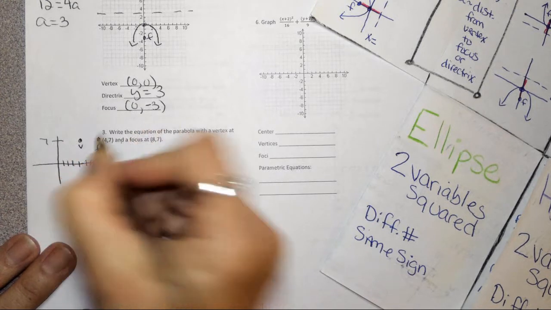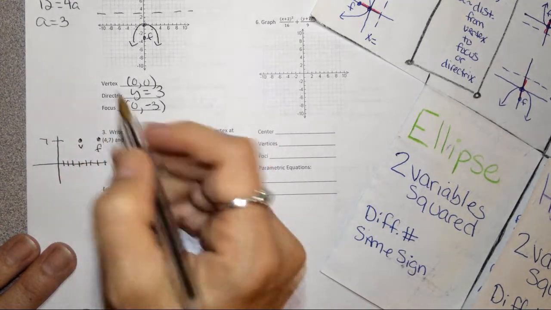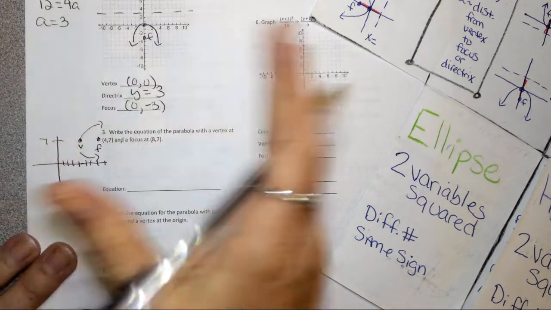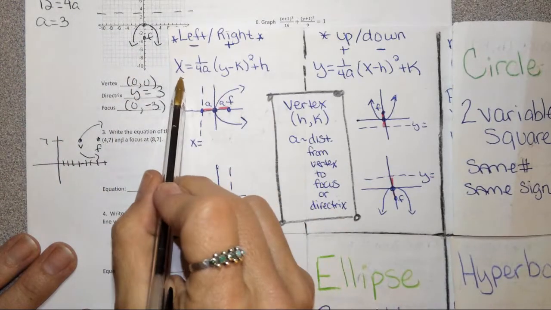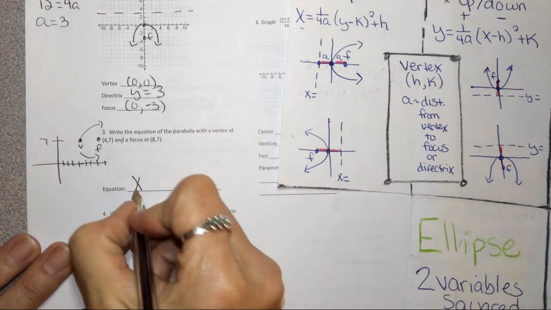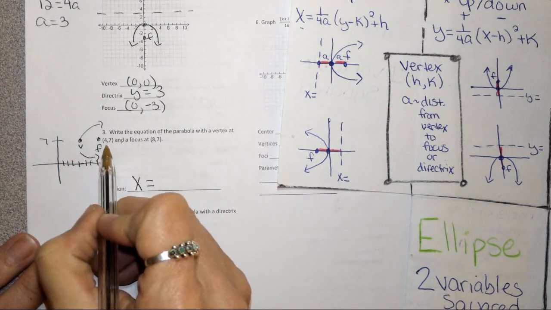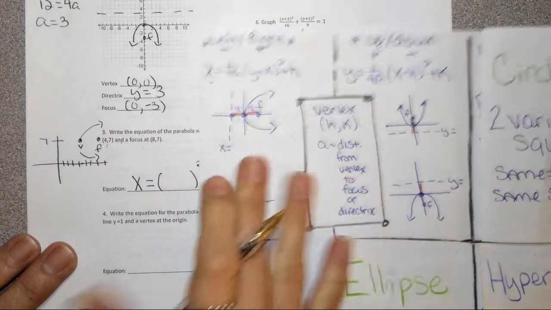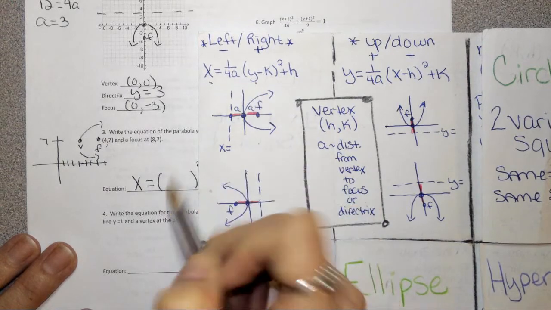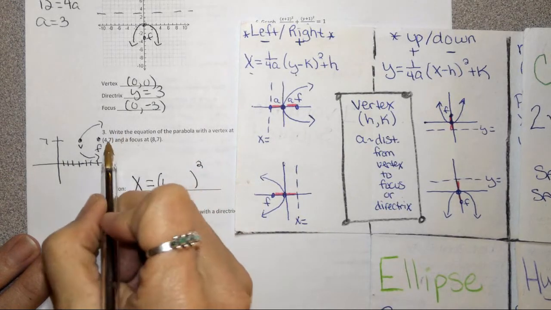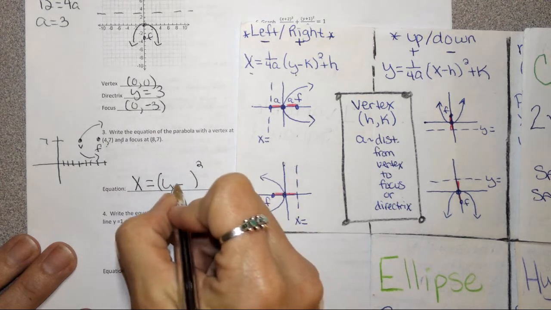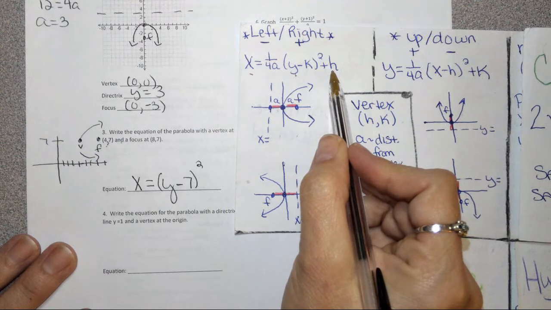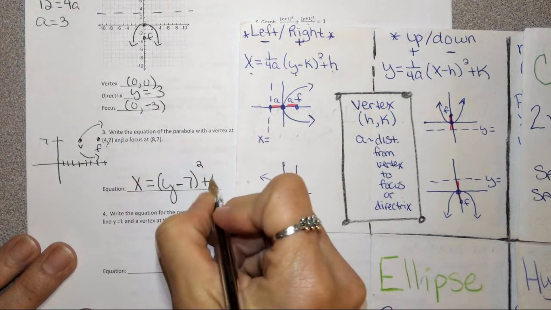And here's my focus. Earlier we said the focus is always inside, which means this is the direction that I'm going to have to open. Because I'm opening to the right, it's got to be an x equals equation. So I know I'm going to have x equals. I'll notice also that my vertex is not at 0, 0, so I'm going to need some parentheses. When you have your parentheses, your y is going to go in here. And the y value at the vertex is 7, but we always write the opposite when I go in the parentheses. Outside the parentheses is going to be your h value, which is the x coordinate, which is plus 4.